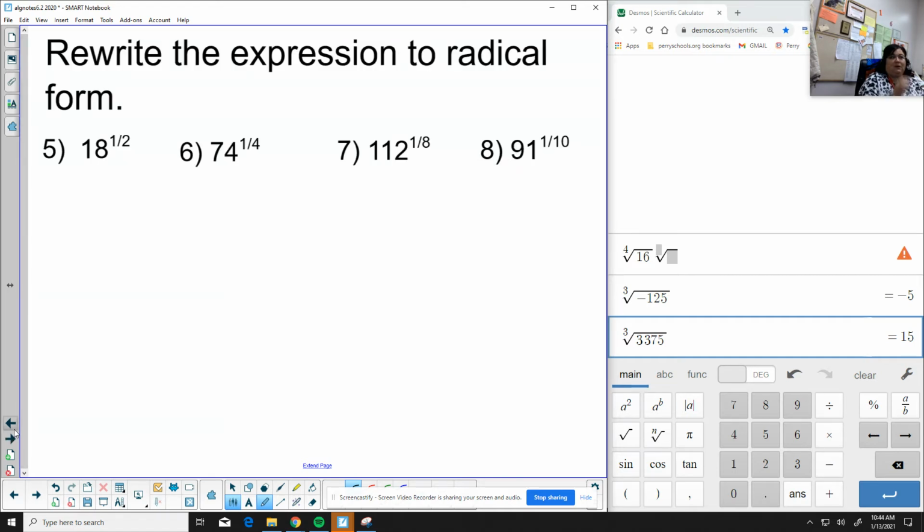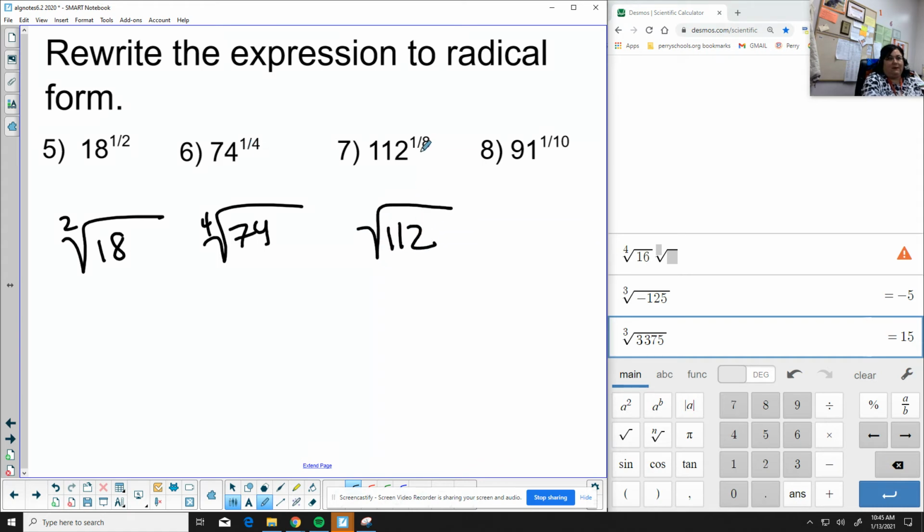All right, so now we're going to go backwards and take what we know based on that form. We know the index is the denominator, so base stays the same, index is denominator, and the power is 1, so I don't need to write that. And then 74 is my base, the index is 4, power is 1, so I don't need to write that. And 112, index is 8, power is 1, so I don't need to write that. And 91, index is 10, power is 1, so I don't need to write that.